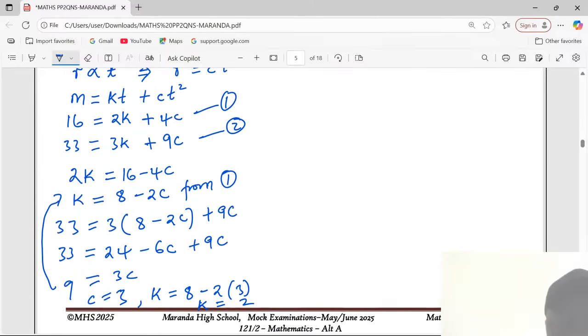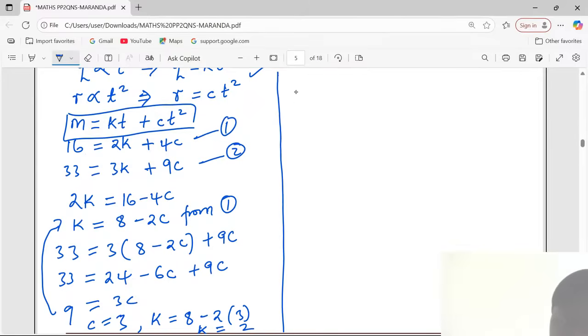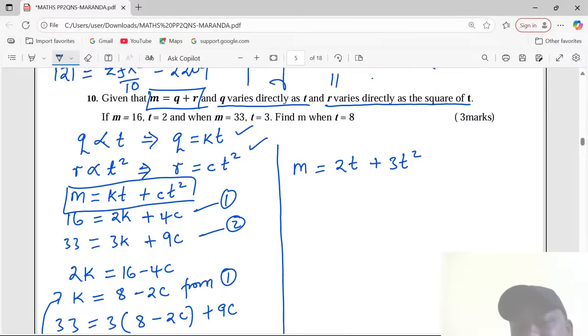So with all those constants now, we can get back to the general equation and make it specific. This one now, we make it specific and say M equals K, which is 2T, plus C, which is 3T squared. This is now the specific equation connecting T and M.